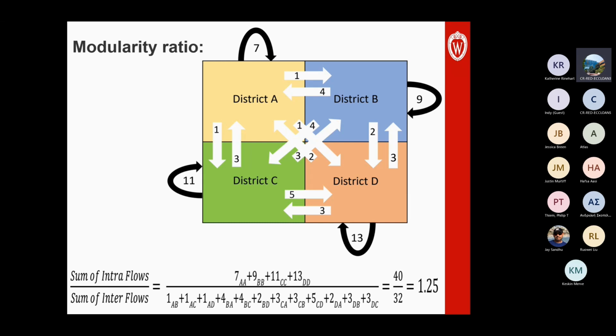So that's saying this has more dense intraconnections relative to a map that maybe got a score of 1, which would be where you have even numbers of interflows and intraflows. So this better captures community than another district map you might make that had a score of 1.